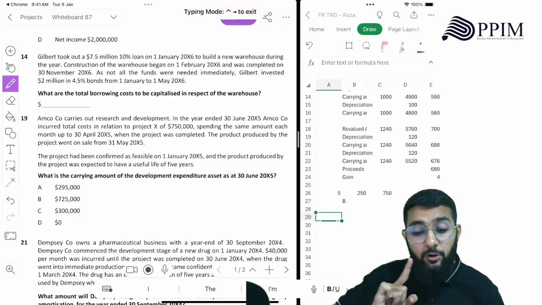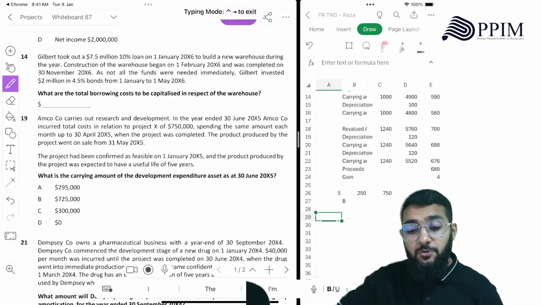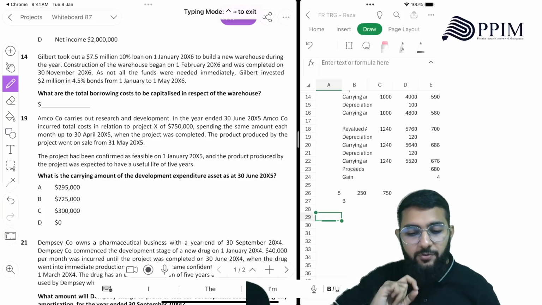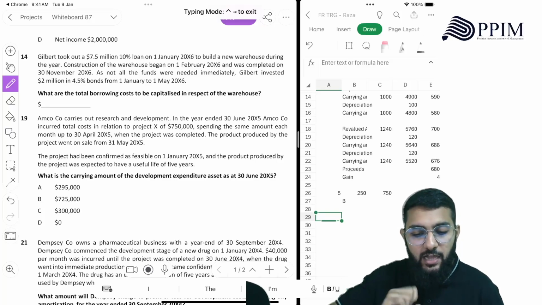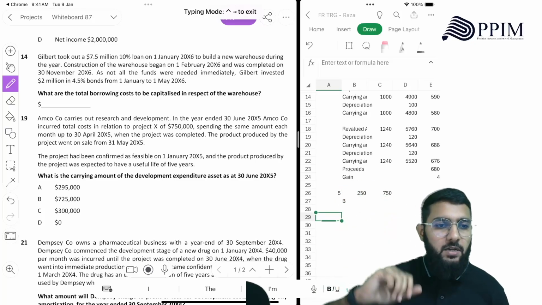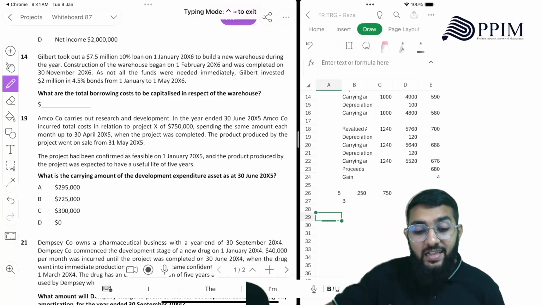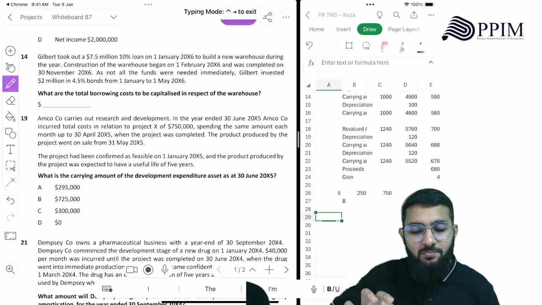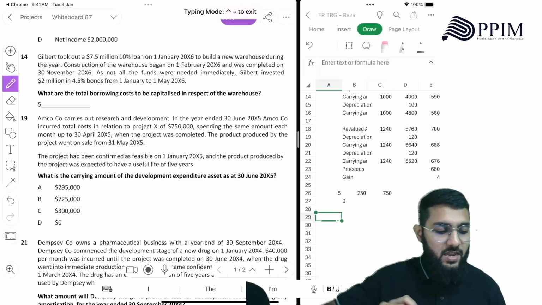When was the loan taken? On 1st of January. Construction began on 1st of February. Do you capitalize 1st of January to end of January? No. That is going to be expensed. Only from 1st of February you are going to capitalize that. And it was completed on 30th November 2086. How many months did that take? Construction: Feb, March, April, May, June, July, August, September, October, November. 10 months. Right? As not all the funds were needed immediately, Gilbert invested 2 million in 4.5% bonds from 1st Jan to 1st of May.